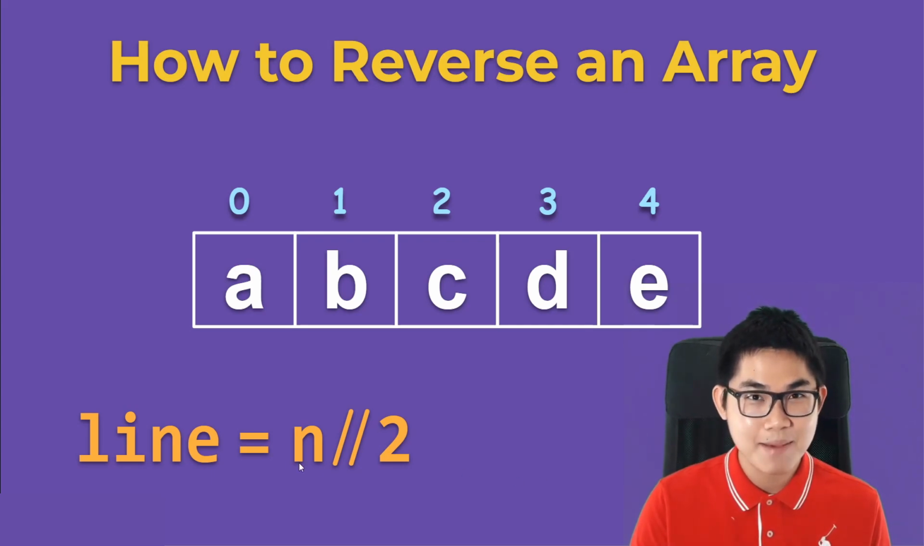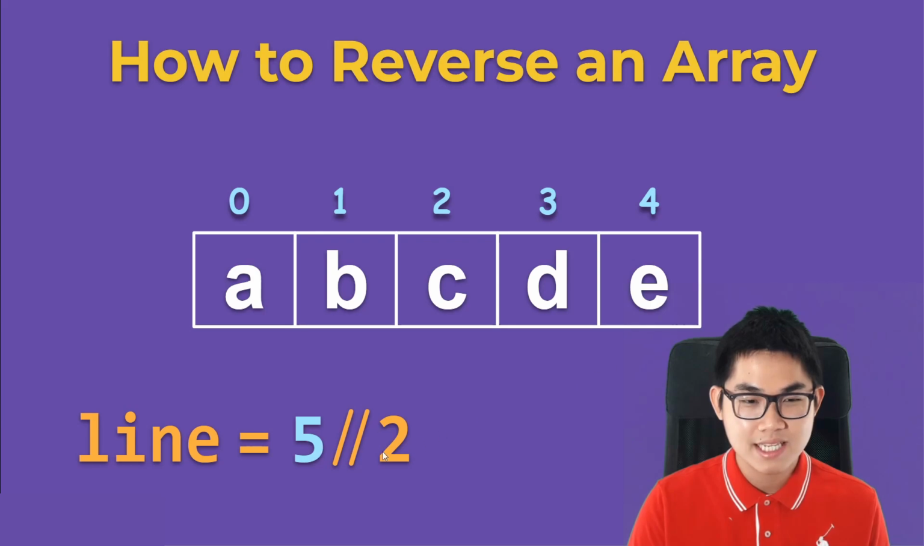N is the number of elements. There are 5 letters, as you can see, so n is 5. Then what is 5 integer divided by 2? Well, what is 5 divided by 2? That's going to give you 2.5. Then you round down to the nearest integer, so 2.5 becomes 2.